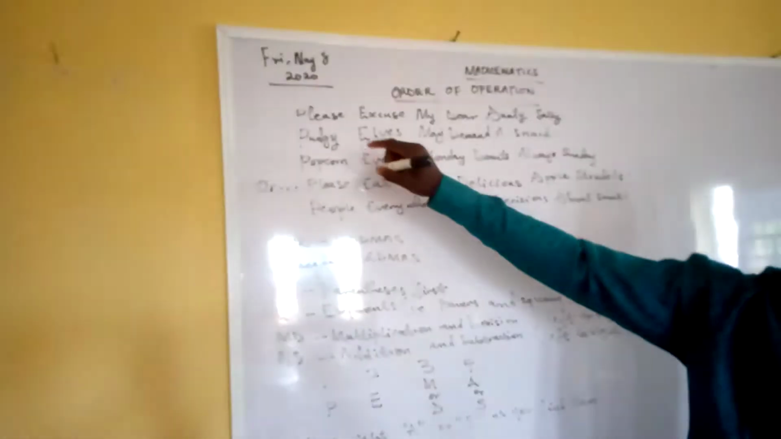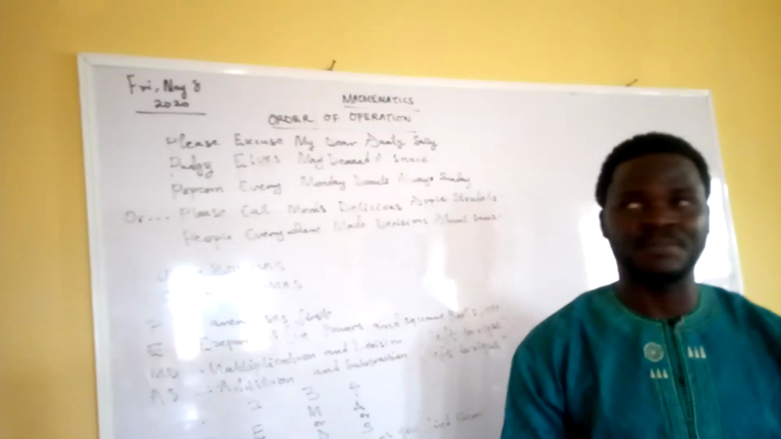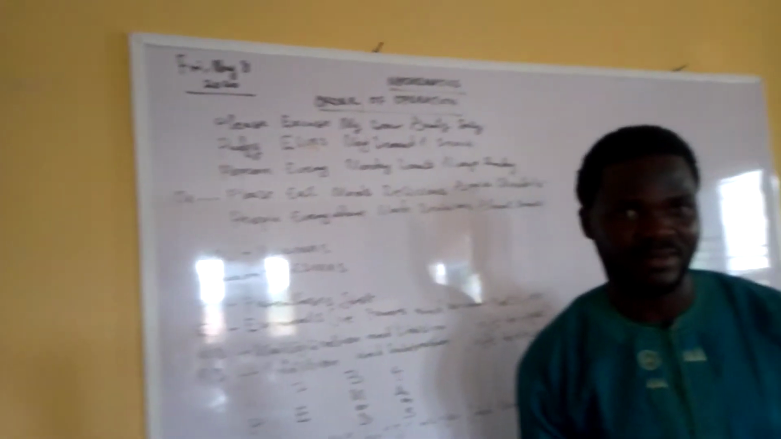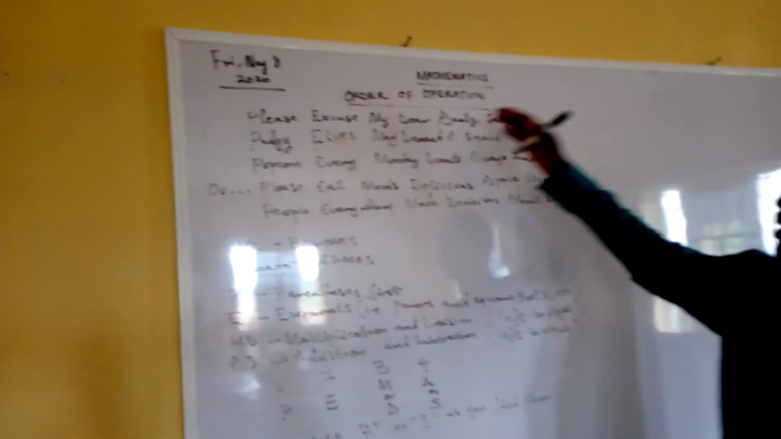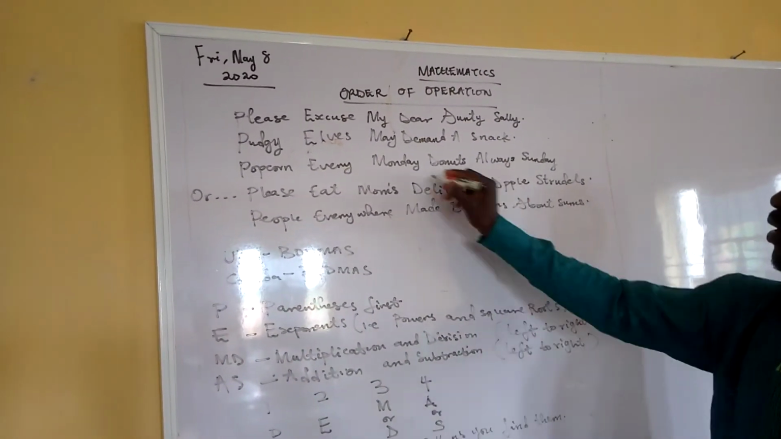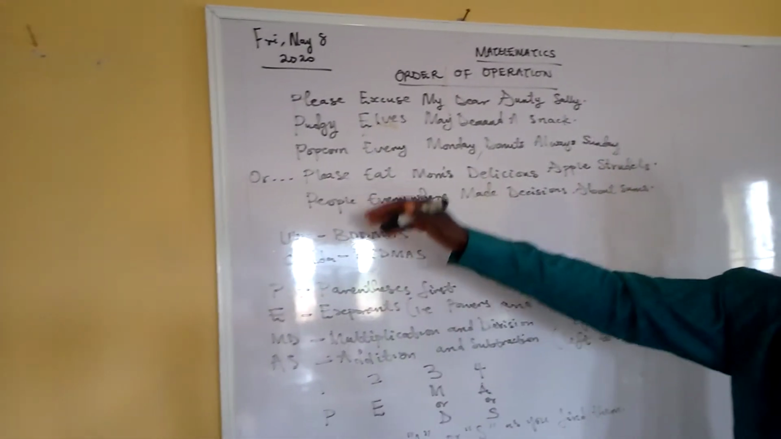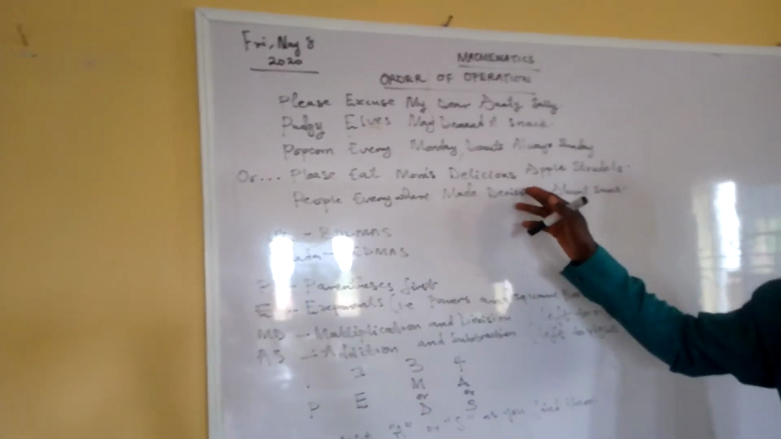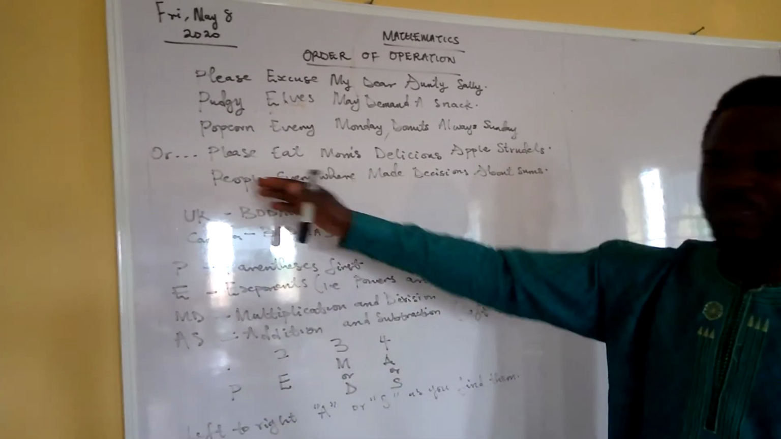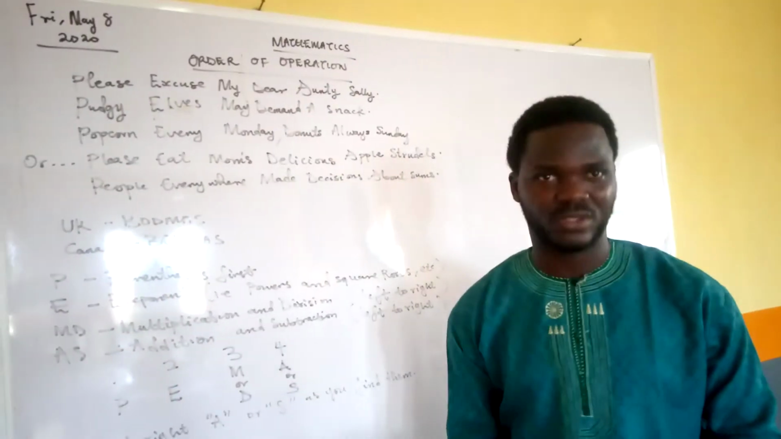Number one is, please excuse my dear Auntie Sally, from left to right. Or you say, Pudgy elves may demand a snack. Pudgy elf may demand a snack. Popcorn every Monday, donuts always on Sundays. Or you say, please eat mom's delicious apple strudels. People everywhere made decisions about songs.